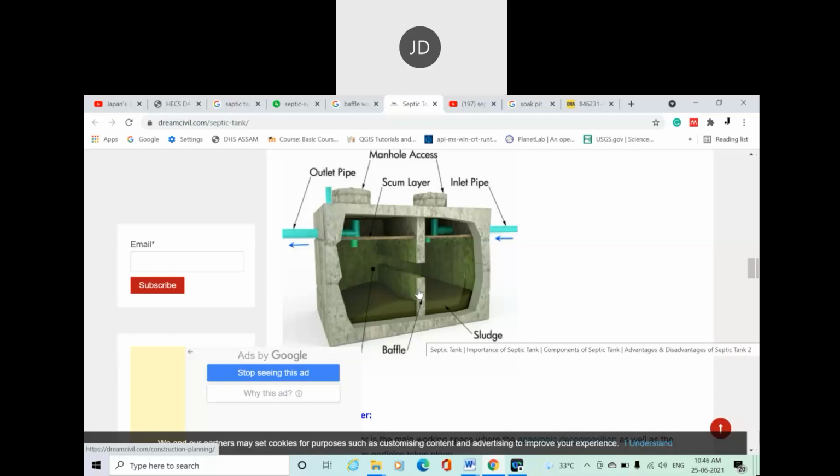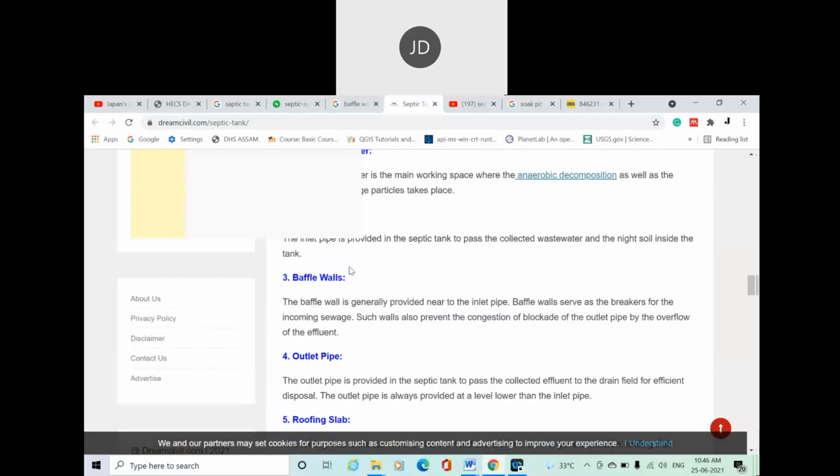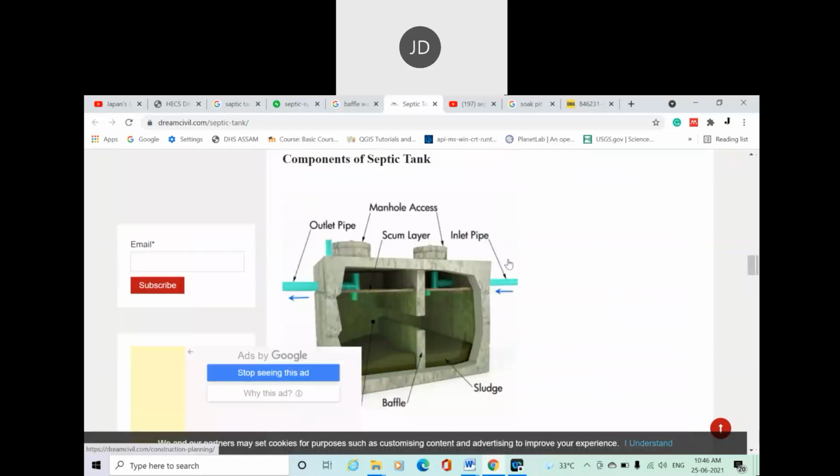Two kinds of buffer wall can be constructed. One is the buffer wall nearby the inlet pipe, and the second buffer wall can be constructed nearby the outlet pipe. I think it is also written somewhere here. Buffer walls are generally provided near the outlet pipe. Buffer walls serve as breakers for the incoming sewage. Such walls also prevent the congestion or blockage of the outlet pipe by the outflow of the influent. So we'll discuss the different components of the septic tank.